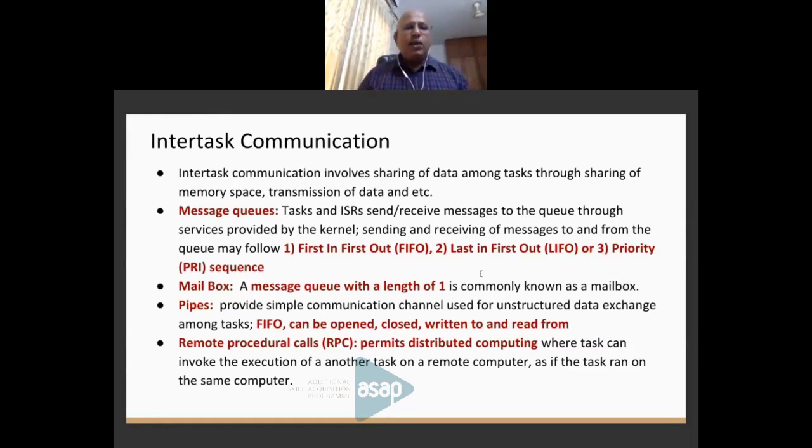But message queues are between tasks. You can have FIFO, LIFO, and priority based queues, so that tasks can talk to each other. A mailbox is nothing but a message queue with just one message at a time. So that's called a mailbox. Pipes are a simple mechanism, a subset of message queue, but used for byte stream based communication. Whereas the other one, message queue, is for when the concept of a message needs to be there during communication.